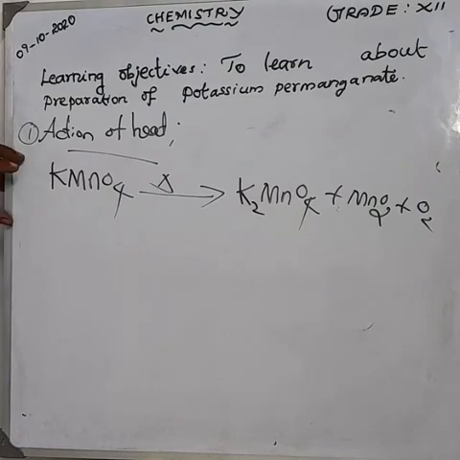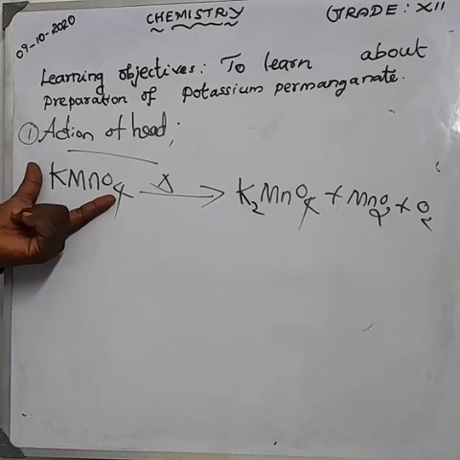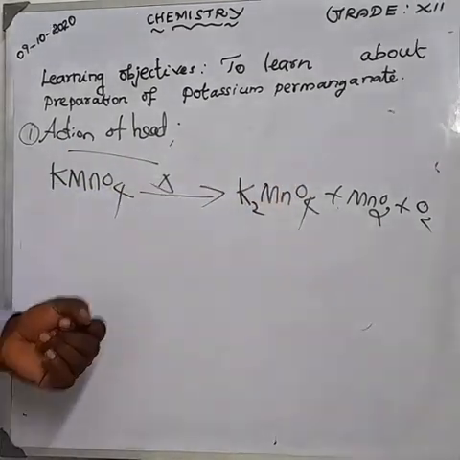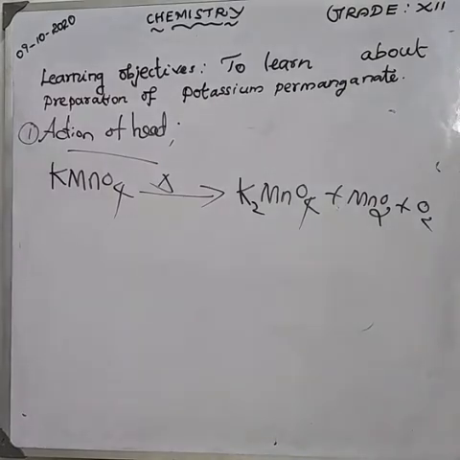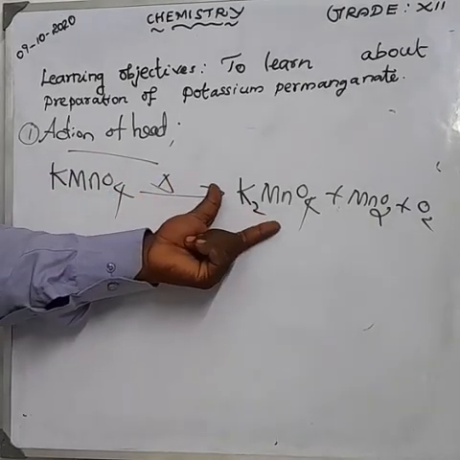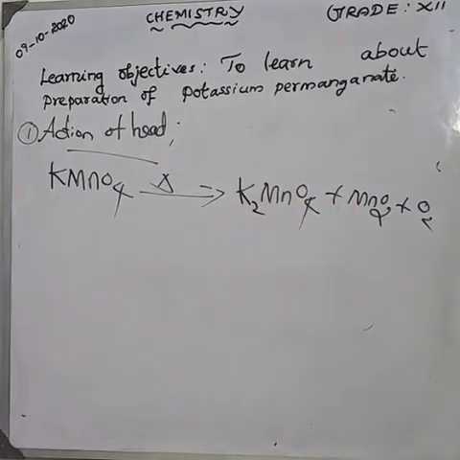Potassium permanganate on heating decomposes to form potassium manganate, manganese dioxide and oxygen. Potassium permanganate on heating, we get potassium manganate, manganese dioxide and oxygen.